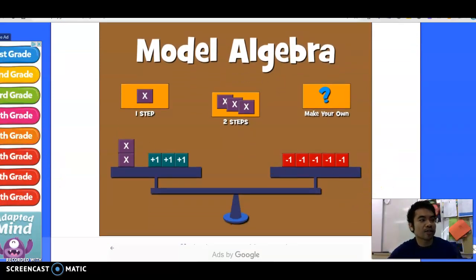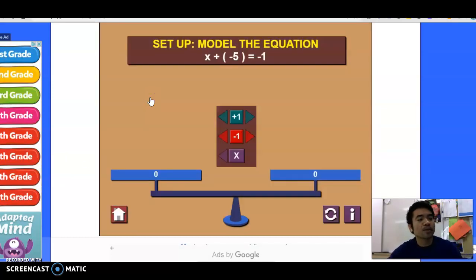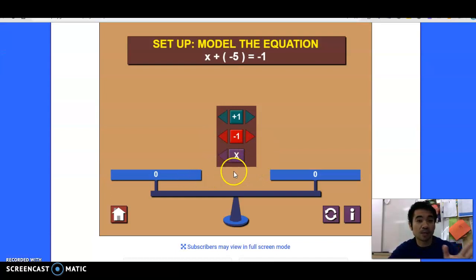So for today, let's just do one-step equations. If you look at the model, you can see that this is a balanced beam, and for a balanced beam, again, we need to make sure that they do not teeter-totter, right? They need to be balanced. We have to remember that for a balanced beam, the left side must equal the right side, just like an equation. So let's read this equation together. X plus negative 5 equals negative 1.